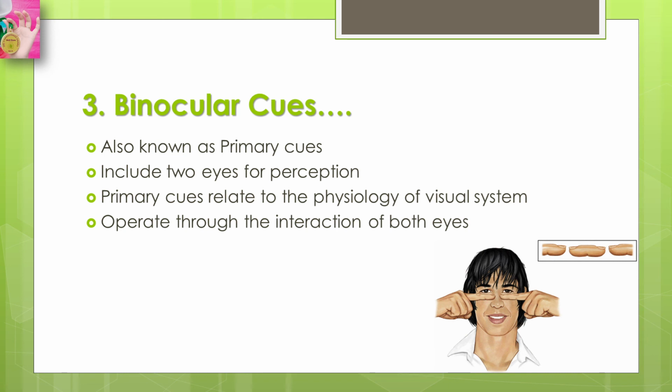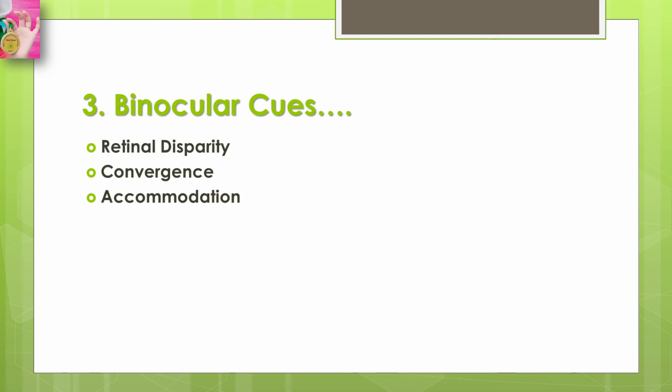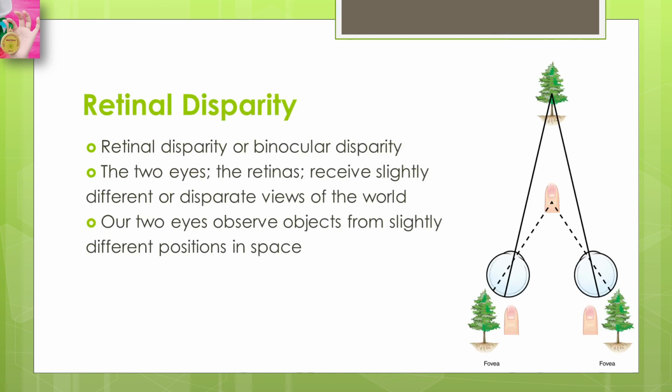Now, there are different types of binocular cues: retinal disparity, which is also known as binocular disparity, and after that we'll discuss convergence and accommodation, which we have also discussed under the topic of monocular muscular cues, but we'll be discussing them under binocular cues because they include both of our eyes. So let's start with retinal disparity.